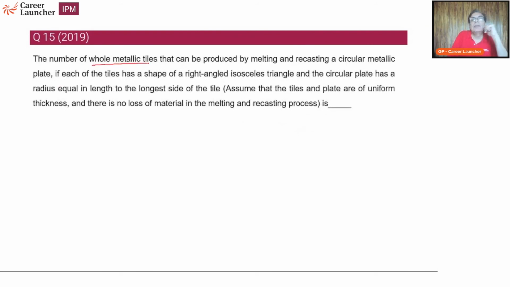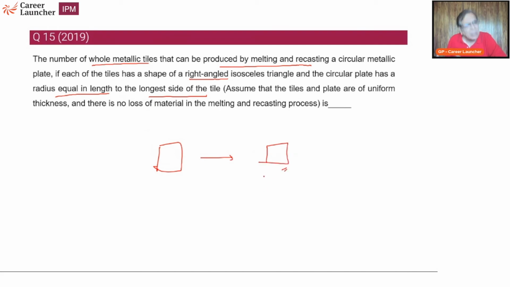15th, the number of whole metallic tiles that can be produced by melting and recasting a circular metal plate. If each tile has a shape of right angle isosceles triangle and the circular plate has a radius equal in length to the longer side of the tile. Assume tiles and plates. So what are we doing? We are melting one figure and converting into smaller multiple numbers of another smaller figure. That's all we are doing. We have to equate the volume.